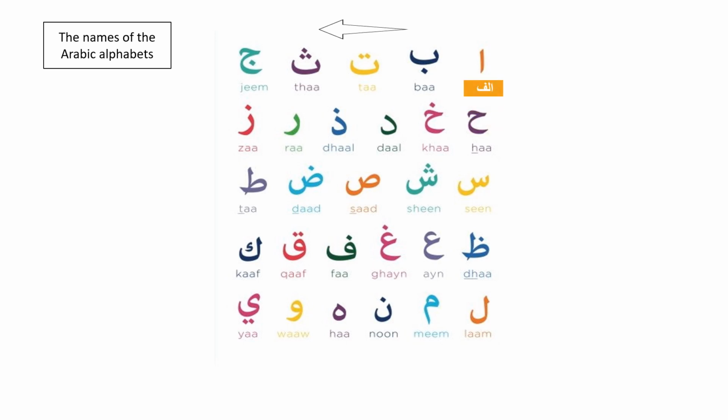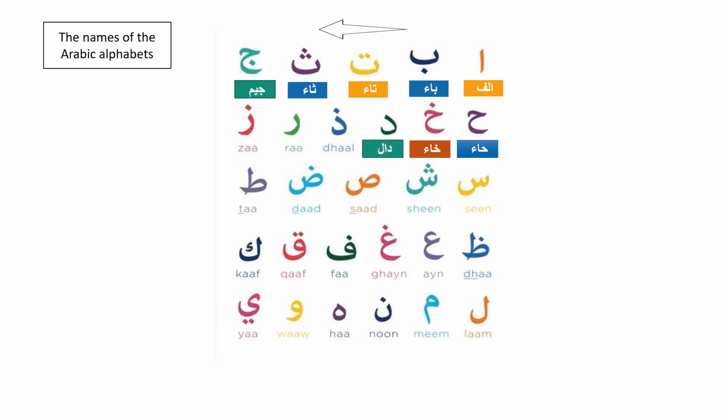Alif, Ba, Ta, Tha, Jim, Ha, Kha, Dal, Dal, Ra, Zay. In a different textbook, they name it Zain.